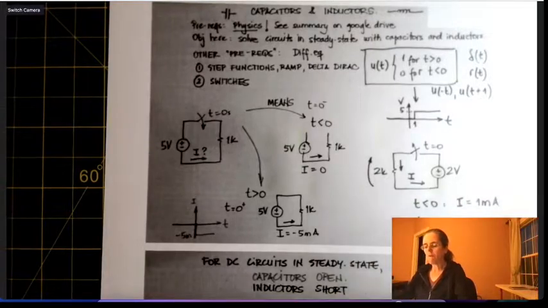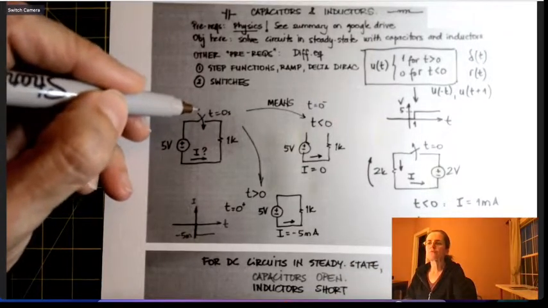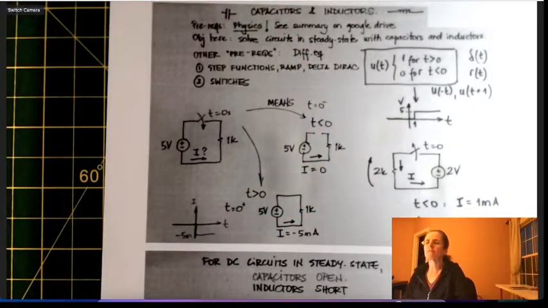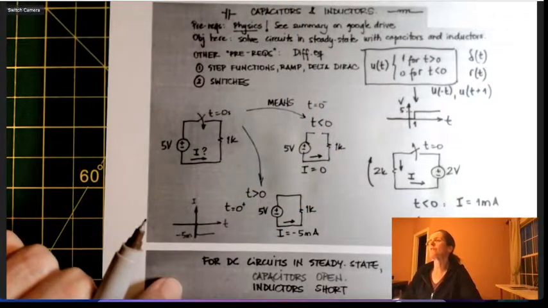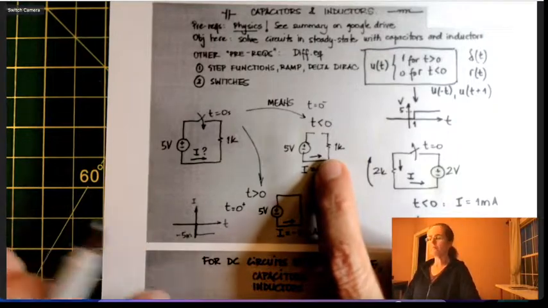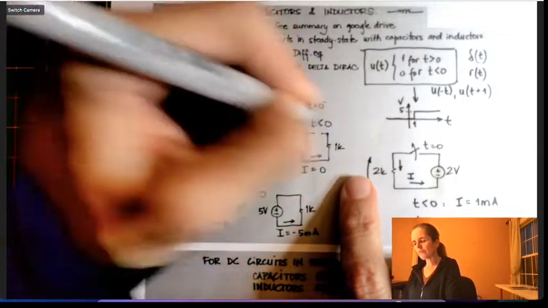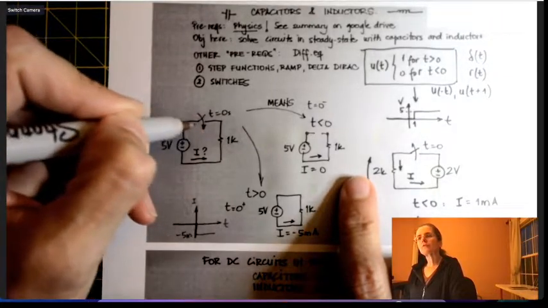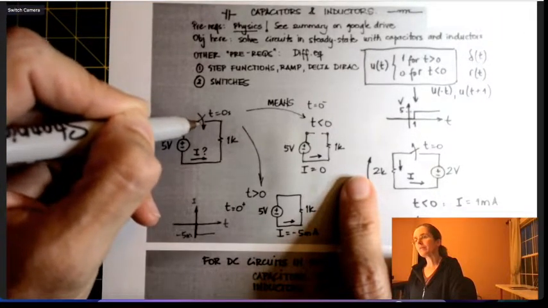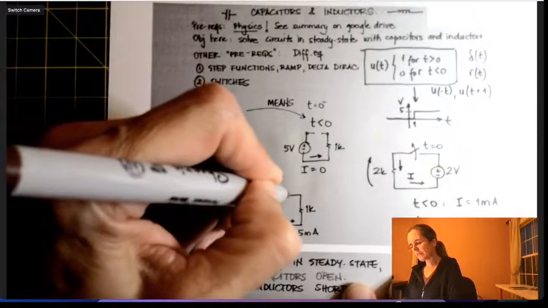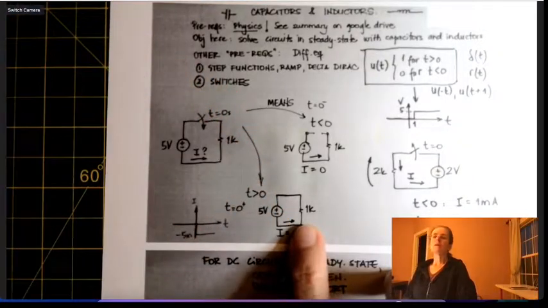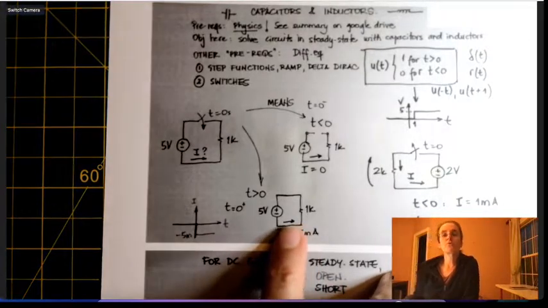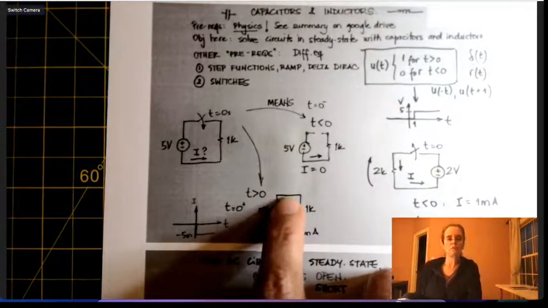This means that before 0, the switch was open, so there was no connection between this side of the circuit and this side of the circuit. So I expect you, when you are drawing the circuit for t less than 0, to not draw a switch, just leave it open. After 0, the switch is closed, so that means this wire here is down there, and it's connecting this side to this side. If you're drawing the circuit for t larger than 0, I also don't expect you to draw the switch. I expect just a short there.